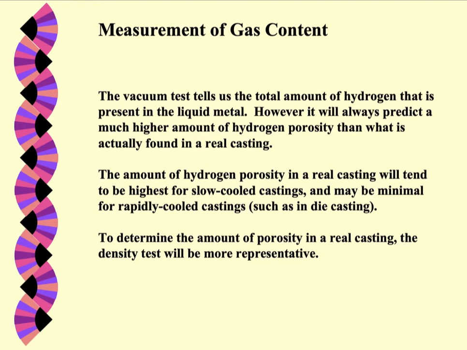Okay, so the vacuum test tells you generally how much hydrogen is in there, but in a real casting, you're not going to see that much porosity, because you're augmenting what's really going to happen. If you have a slower cooled casting, you're going to see more porosity than you will in a rapidly cooled casting. So generally, with aluminum, the faster you cool it, the better the mechanical properties are, the better everything is.